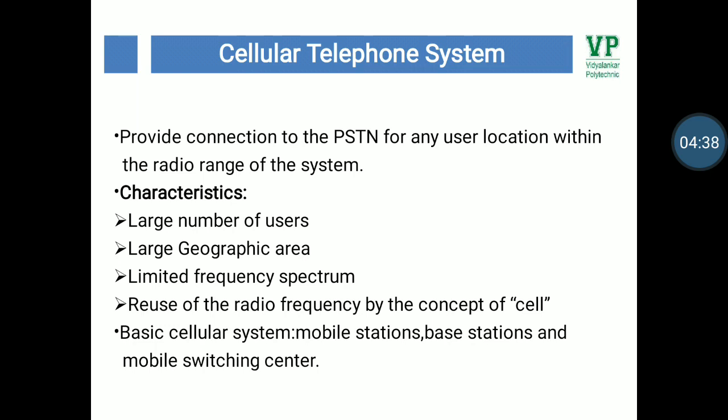Characteristics of the cellular telephone systems are large number of users, large geographic area, limited frequency spectrum, reuse of the radio frequency by the concept of cell. Basic cellular systems deals with mobile station, base station, and Mobile Switching Center.